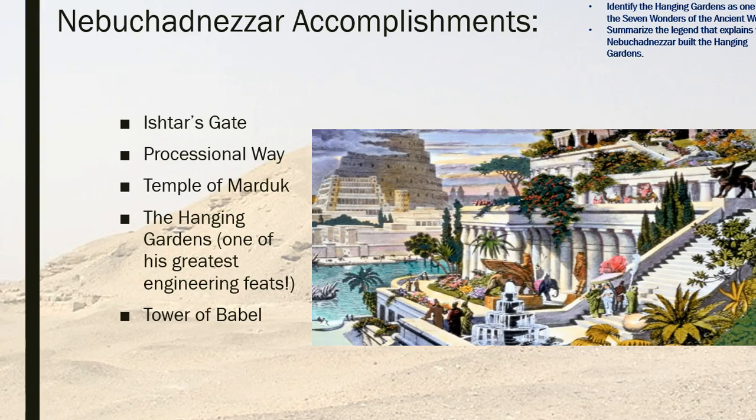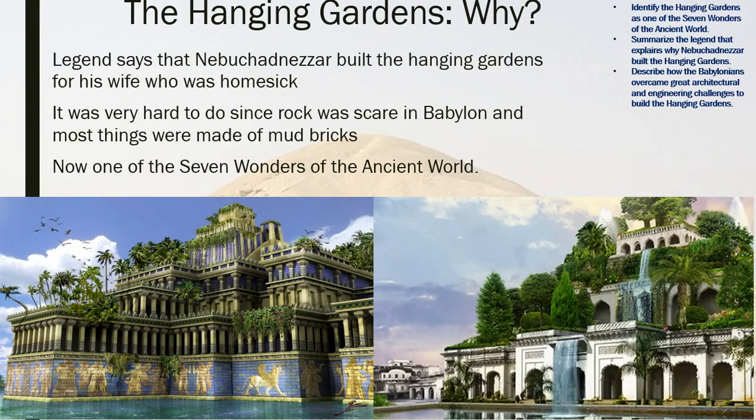So if anybody who was from a different area came in, they could see the wealth, the power, and the impressiveness of the Babylonian Empire. Now, his most famous accomplishment is called the Hanging Gardens. So this is what we're going to talk about next. The Hanging Gardens are actually considered one of the 7 wonders of the ancient world. They are not still around today where you can see them, but at the time they were a very impressive feat of engineering, and we're going to look at more about why.